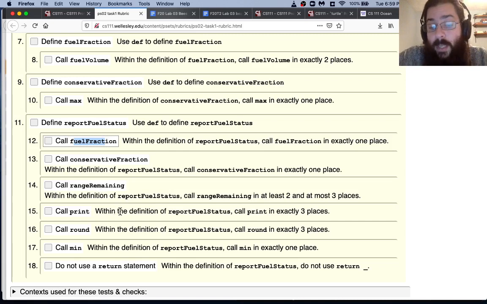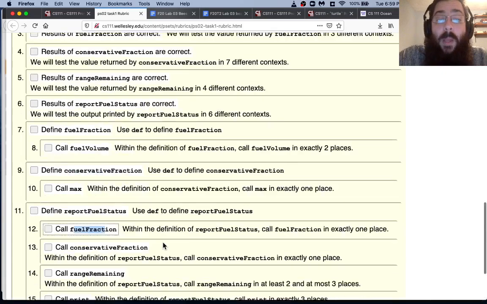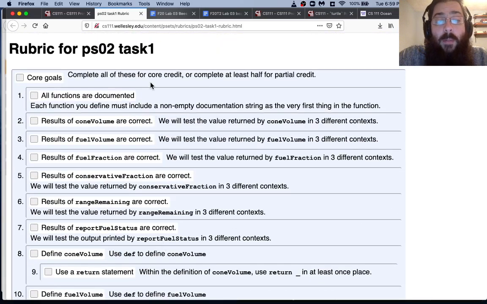You have to call print in exactly 3 places, round in exactly 3 places, min in exactly 1 place, and then you must not use a return statement, which wouldn't be useful anyway because all this function has to do is print. It shouldn't be a fruitful function. All right, those are the rubric goals for problem set 2, task 1.